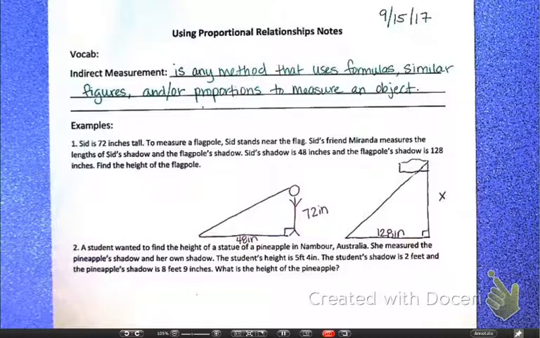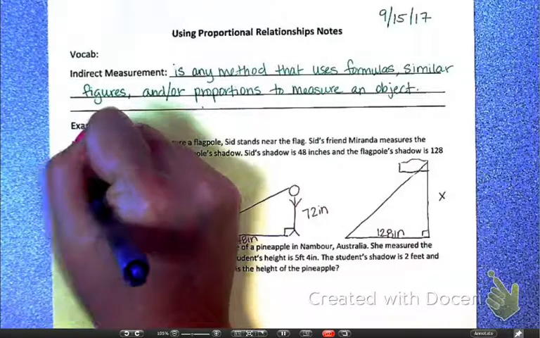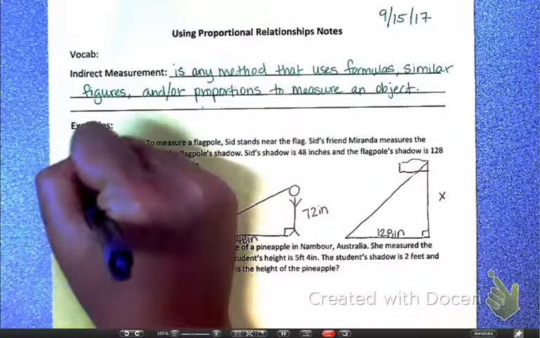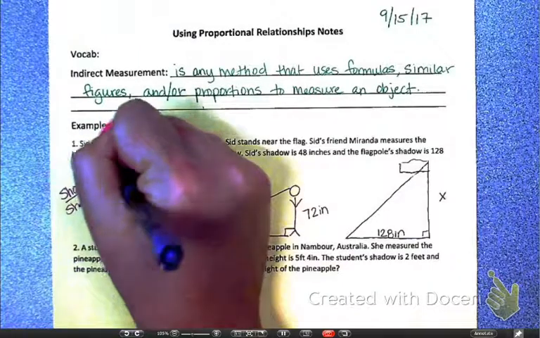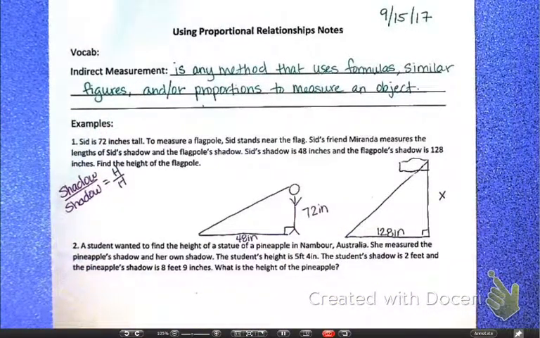Here's how I like to compare things. So I like to do shadow over shadow equals height over height. So shadow to shadow, height to height. Now again, there are multiple ways to set this up as long as you're using the same pieces. But if you can just remember shadow to shadow, height to height, you'll be okay.